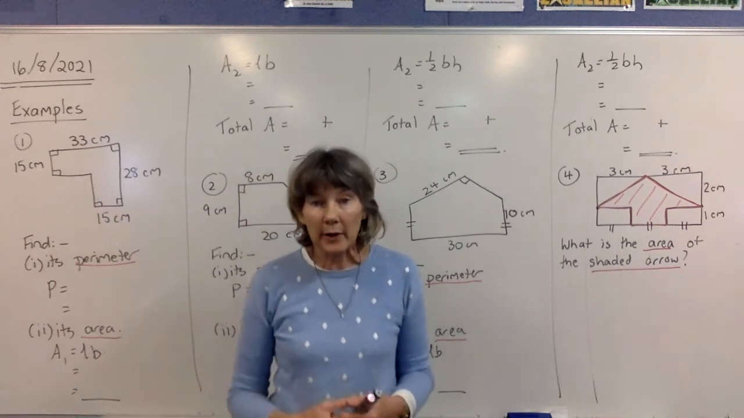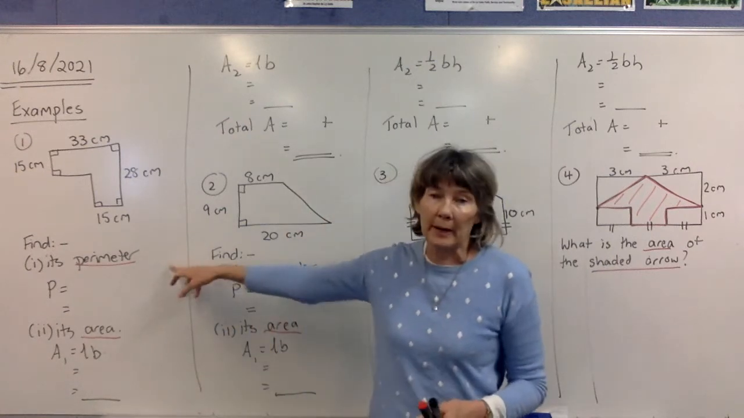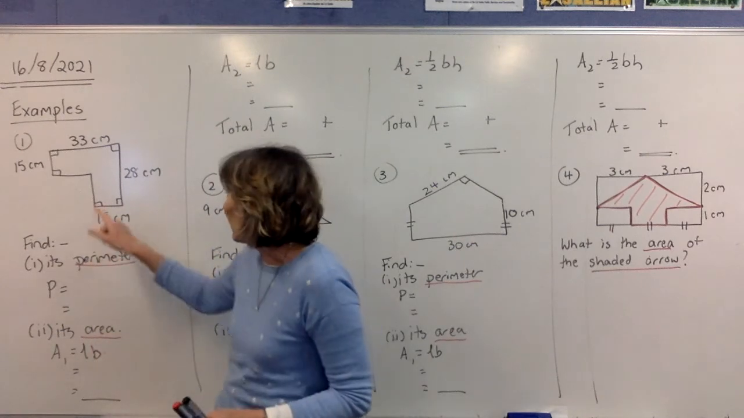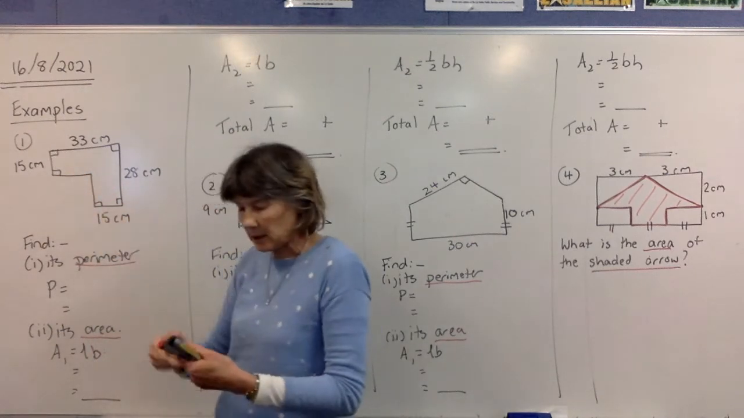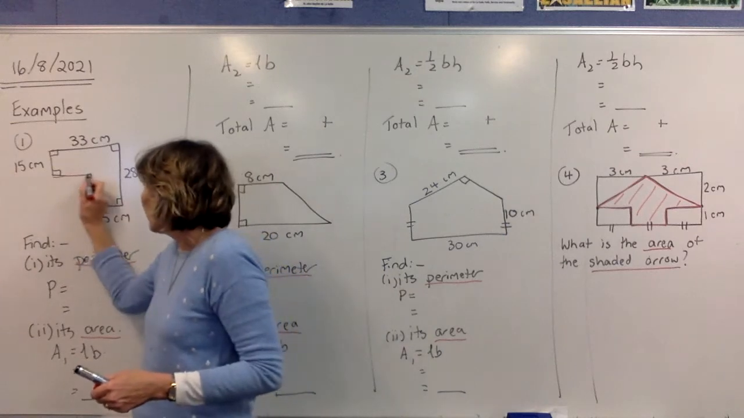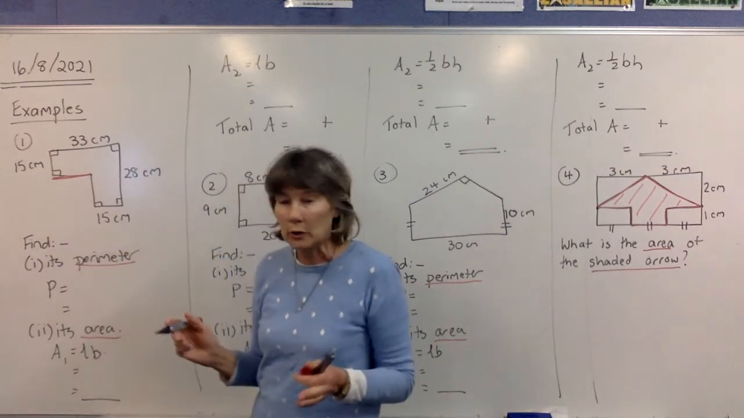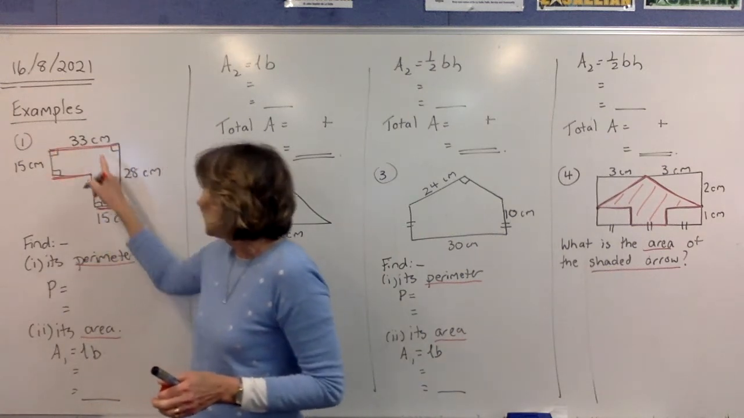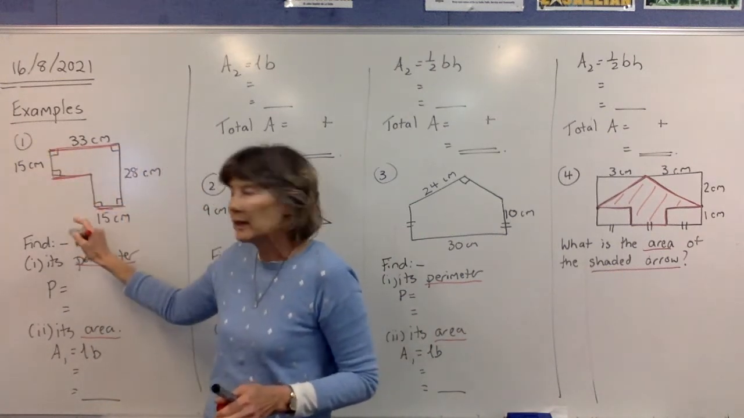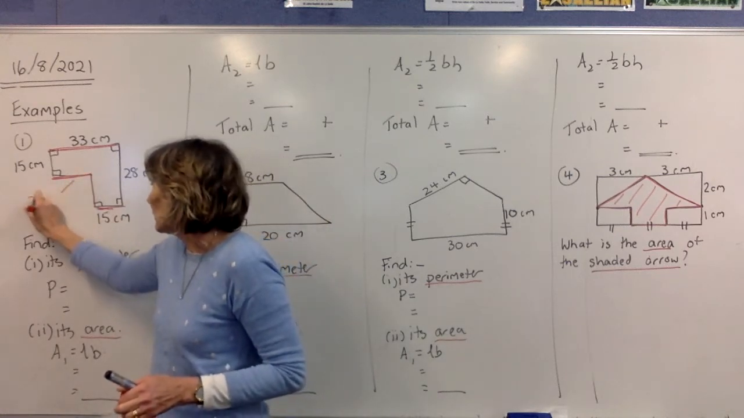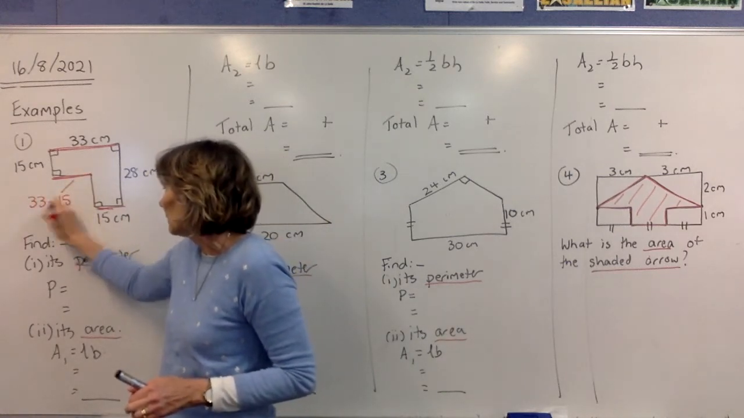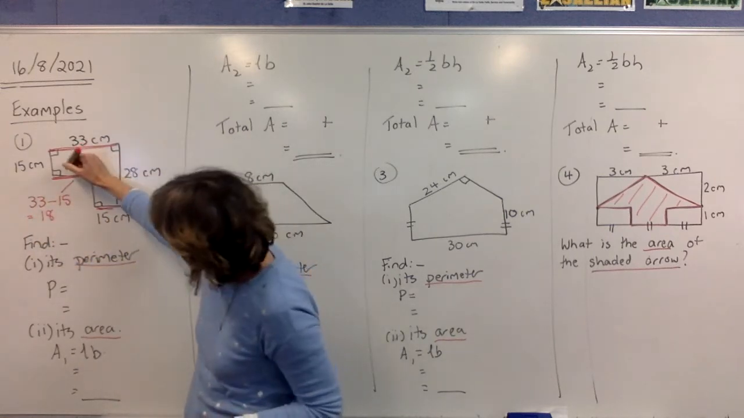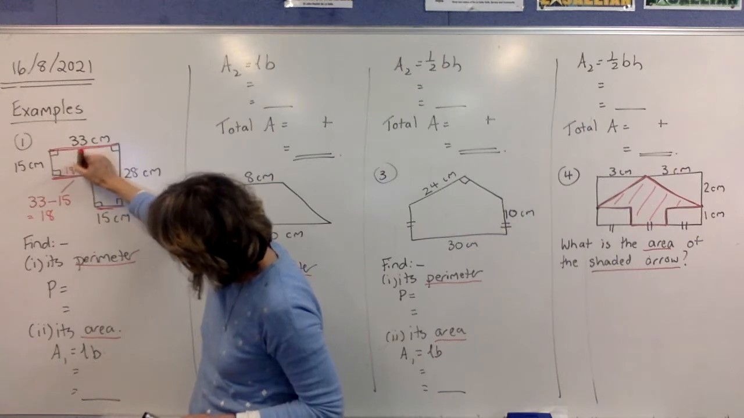That's when we get to the area. But first we're finding the perimeter. So the perimeter is the length all the way around the outside, so we need every side. Now we've got two missing sides here. So if we want to find this missing side, which is horizontal, you look for the other horizontal sides in the diagram. That's 33 and this is 15. So that would be 33 take away 15, which gives you 18 for that side. Okay, so we can put an 18 there now.